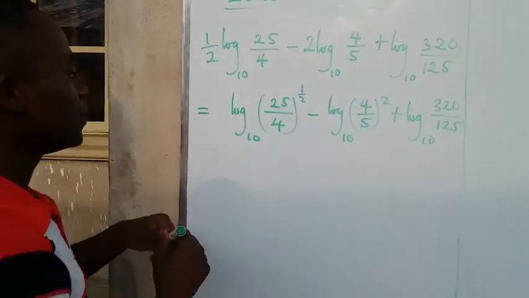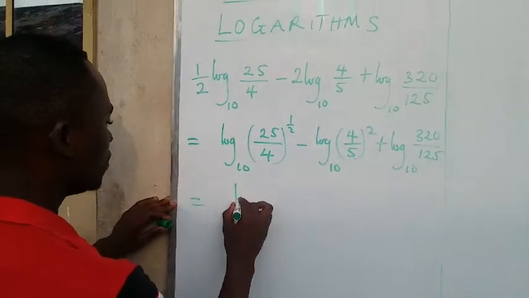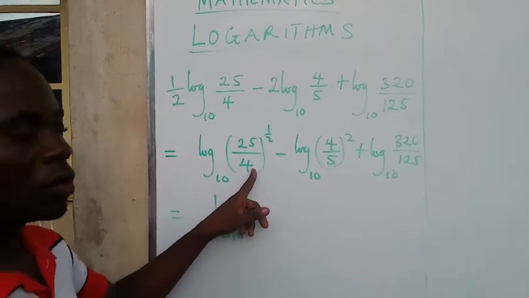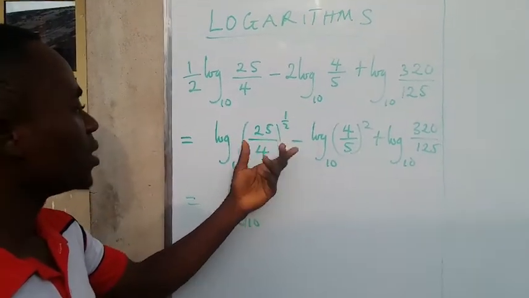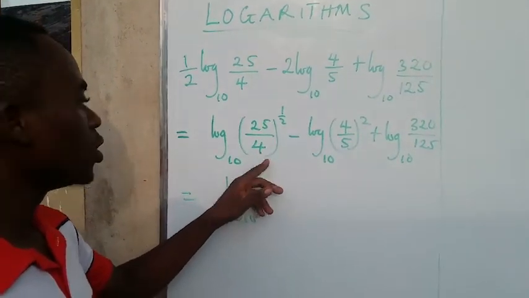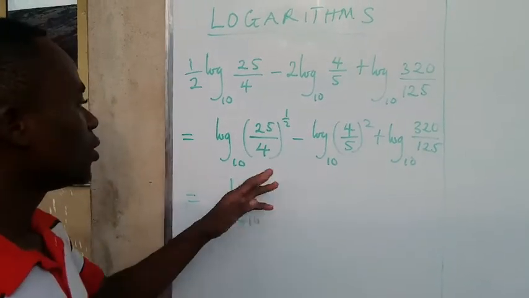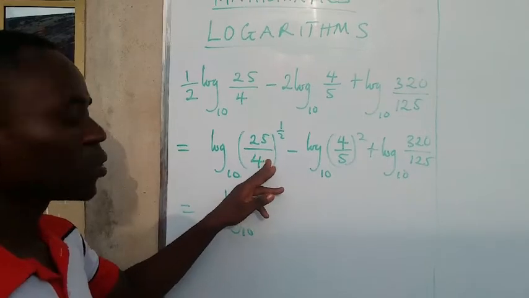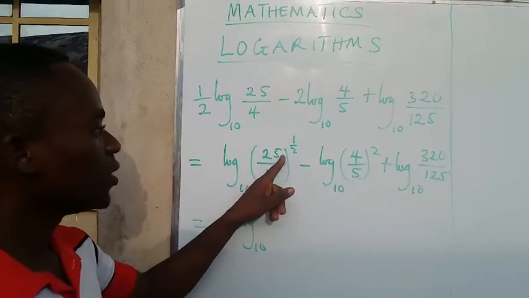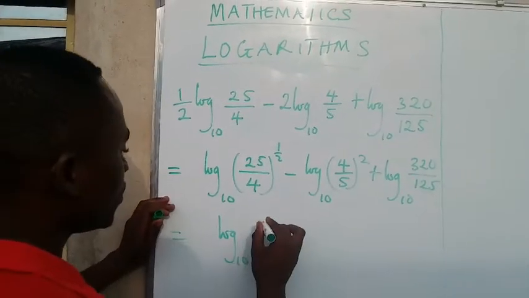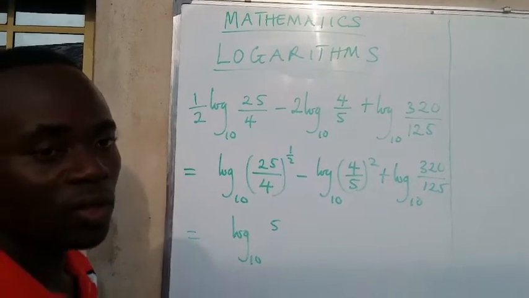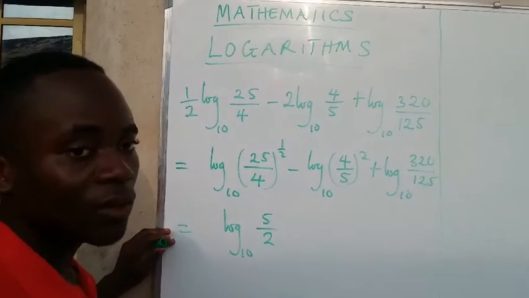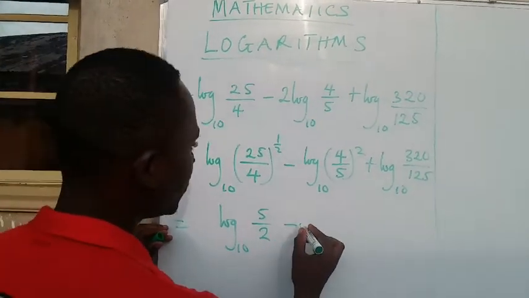Now for the first term, we have it to be equal to logarithm to base 10. Now 25 divided by 4 raised to the power of half is the same thing as the square root of 25 divided by 4. Now taking the square root of a fraction means taking the square root of the numerator and the square root of the denominator. So the square root of 25 in the numerator is going to give us 5, because 5 times 5 gives us 25. Square root of 4 in the denominator gives us 2, because 2 times 2 is equal to 4.